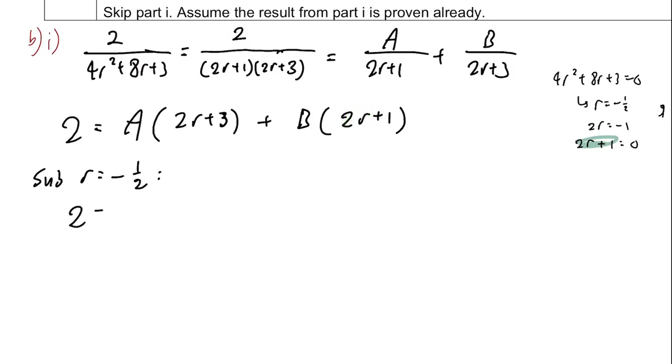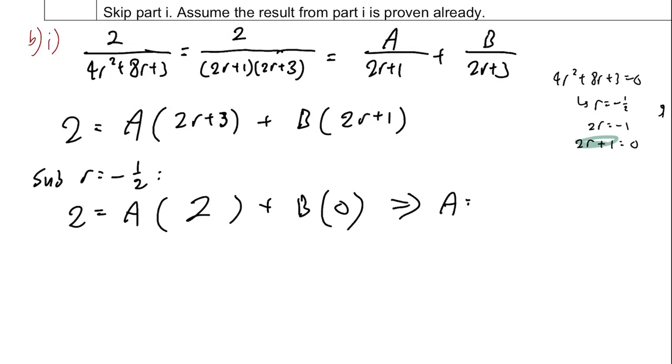So that means we have 2 equals a times (negative half times 2 is negative 1, plus 3). Actually, that just simplifies to a 2. Add on b times, if r is negative half, 2 times negative half is negative 1. Negative 1 plus 1 is 0, so we get a 0 over here. This implies that 2a equals 2, so a is equal to 1.